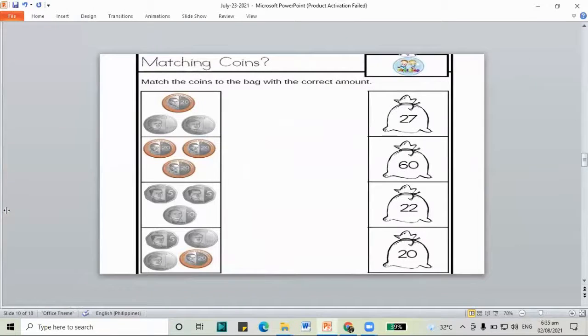We have to count our money. Now, how about you help me count? If you have one 20 peso coin plus 2 more, you have 20. Let's continue counting. 21, 22. Where is 22? 2 number 2s makes 22. The next one, if we have 3 20 peso coins, how about we skip count? We have 20, 40, 60. So let's make our line for 60. 6 and 0 make 60.